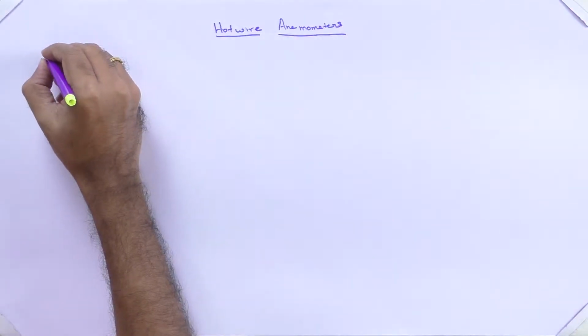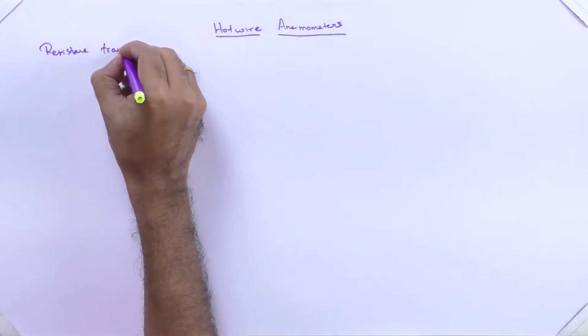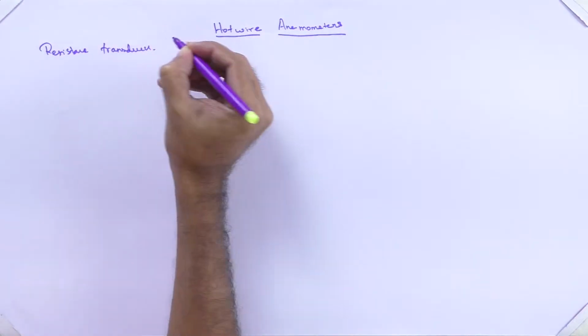Welcome students. Let's start our new chapter for the second unit, and in this chapter we are going to see some more interesting equipment, some more instruments to measure gas velocity using the same resistive type of transducers. So we are looking into the resistive transduction elements, resistance transduction, where the change in resistance is converted to electrical energy.